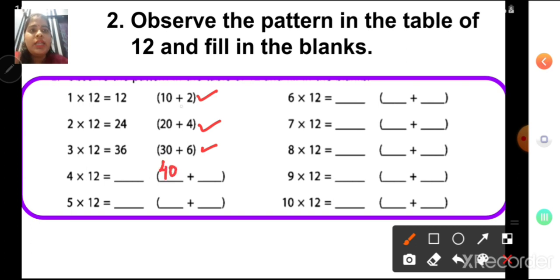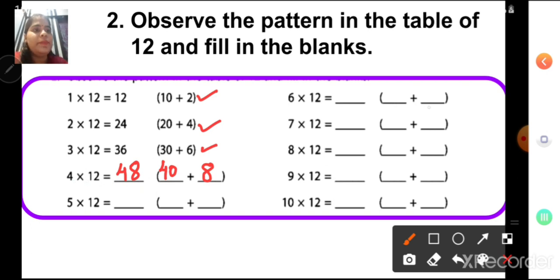Okay. Now here we have plus 2. The next one is 4. 2 plus 2 is 4. 4 plus 2 is 6. So it is increasing by 2. So the next number should be 6 plus 2, which is equal to 8. Okay. Now 40 plus 8 is 48. Understood, children, what the pattern is? So 4 into 12 is equal to 48.